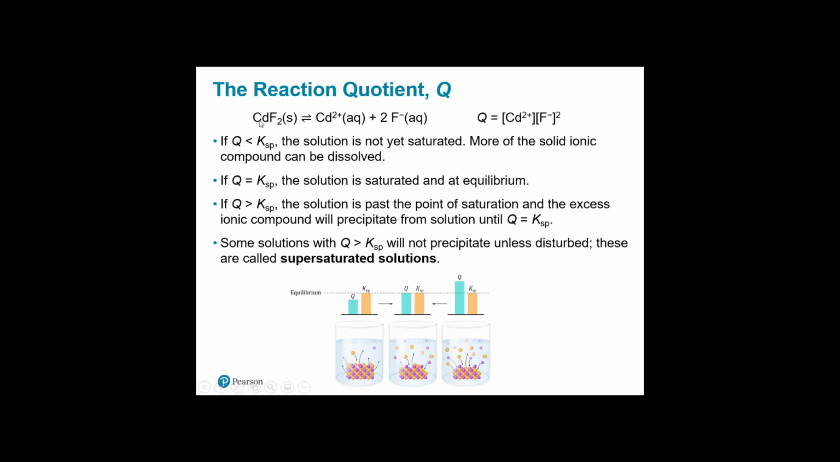So let's make sure we understand Q and KSP against each other here. So here we have cadmium fluoride, and then it dissolves into cadmium ions and fluoride ions. And then we have our Q, so everything's set up as if it's an equilibrium constant. If Q is less than KSP, the solution is not saturated yet. That means that more of the ionic compound can be dissolved.